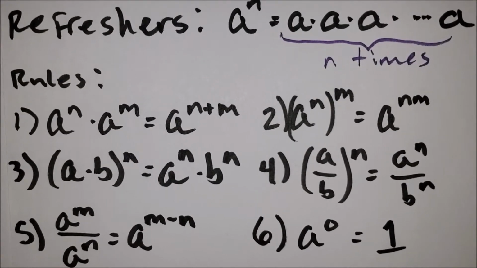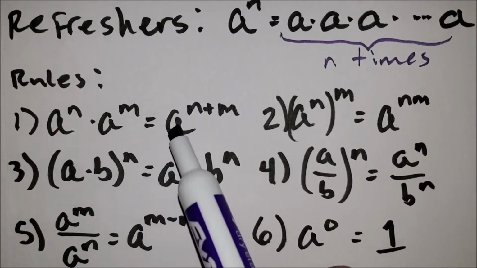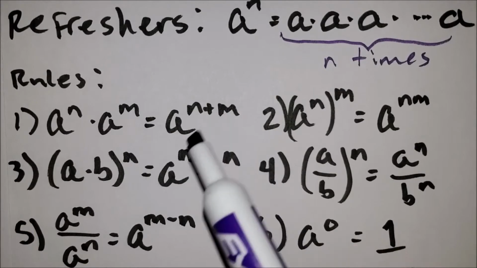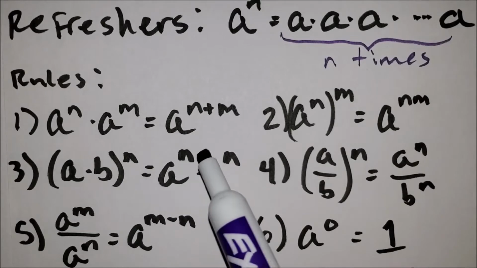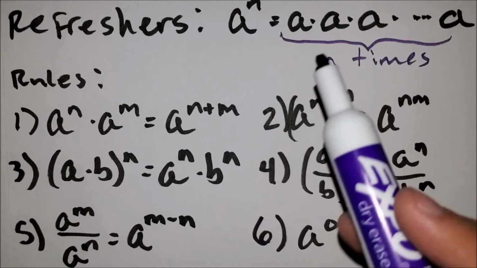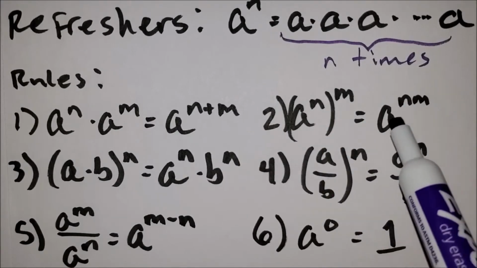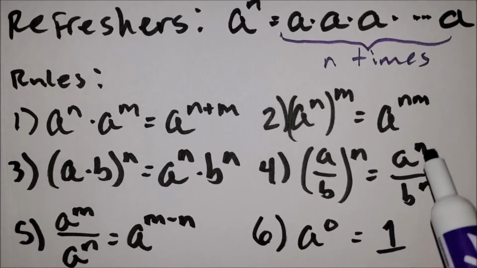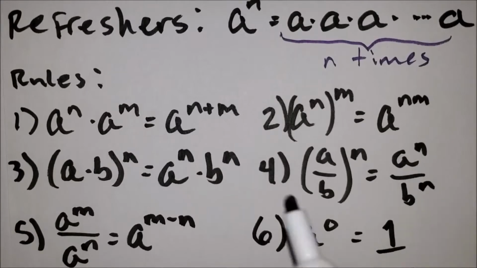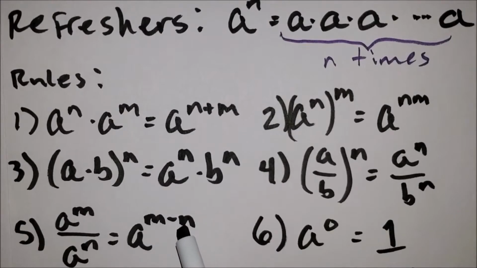Some of the rules that we have for exponents: we have that a to the n times a to the m is equal to a to the n plus m. Then we have a times b, all of that to the power of n, equals a to the n times b to the n. We also have a to the n, brought to the power of m, equals a to the nm. A over b to the power of n is a to the n over b to the n. We have a to the m divided by a to the n equals a to the m minus n, and a to the 0 equals 1.